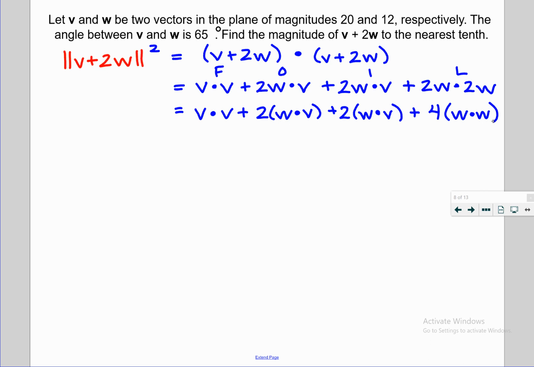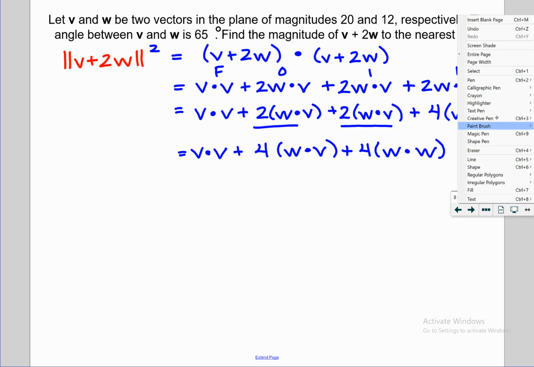Okay, and then my middle terms are like terms. I can add them together. So v dot v plus 4w dot v plus 4w dot w. So that's as far as we can simplify that. Okay, so now we're going to find those 3 dot products.